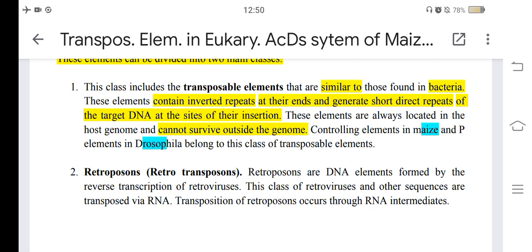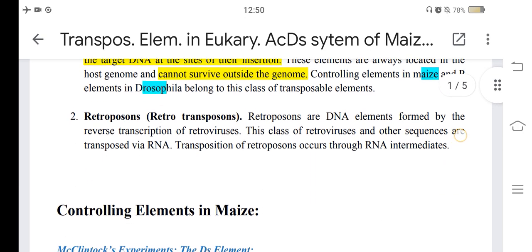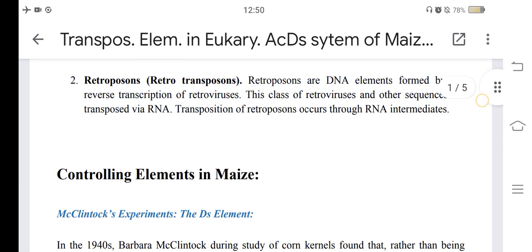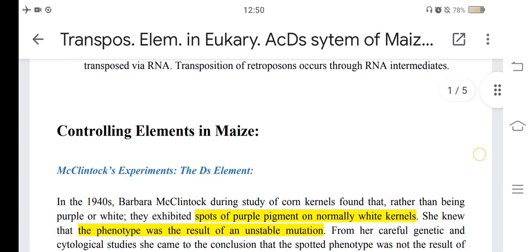Retroposons, or retrotransposons, are DNA elements formed by the reverse transcription of retroviruses. This class of retroviruses and their sequences are transposed via RNA. Transposition of retroposons occurs through an RNA intermediate.